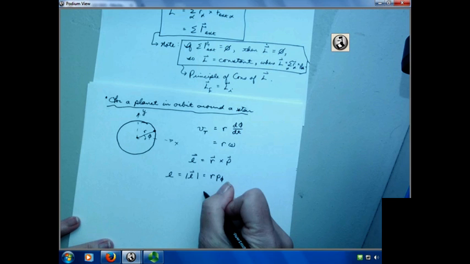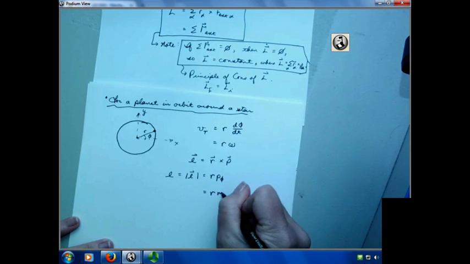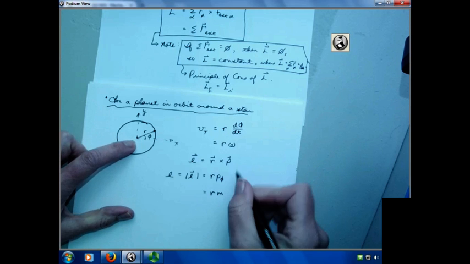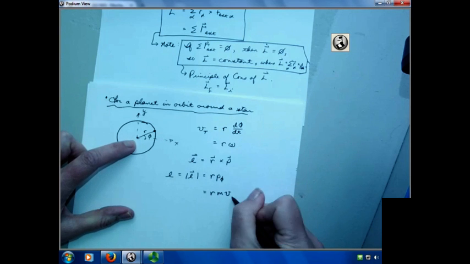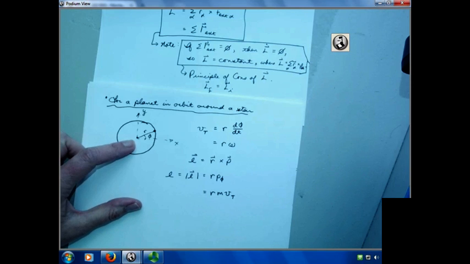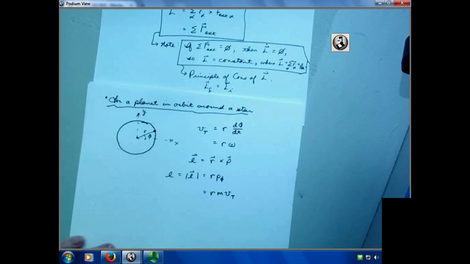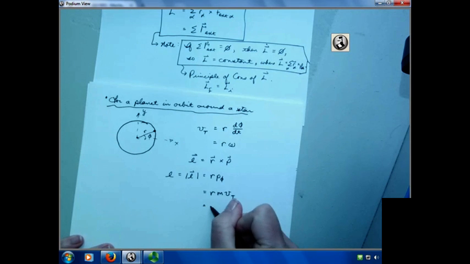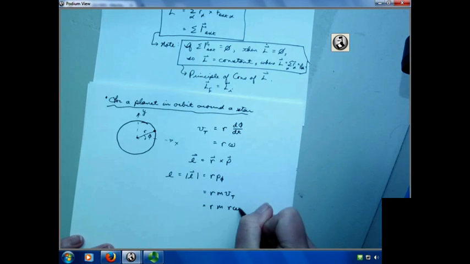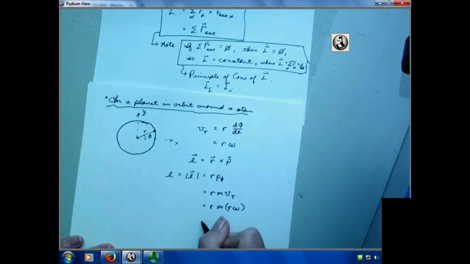So now I have r times m times this v sub phi. I called it v tangential up above there. And I can make my substitution, r omega for that phi hat component of v. And I see that that is also equal to m r squared times omega. This is an expression that I have for the magnitude of the angular momentum of the planet.